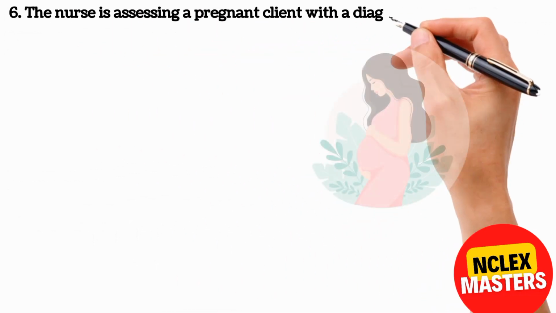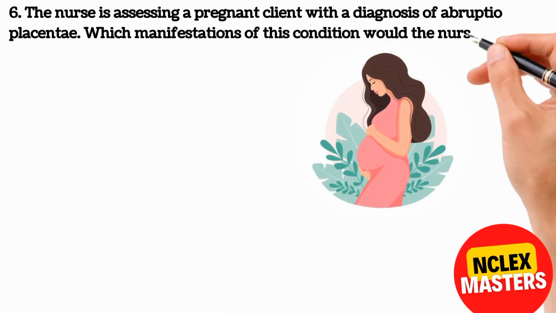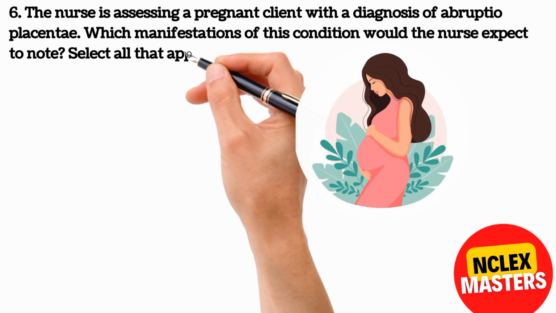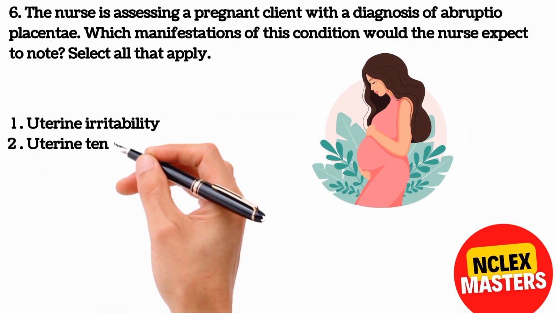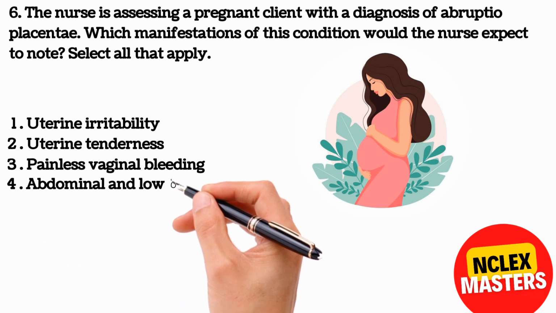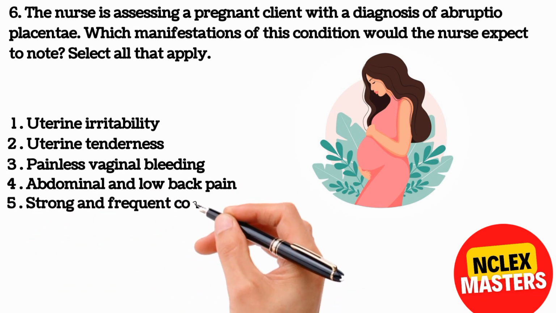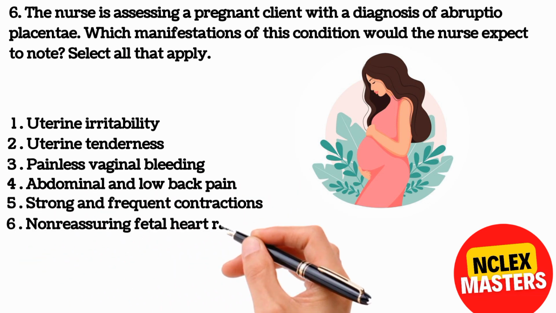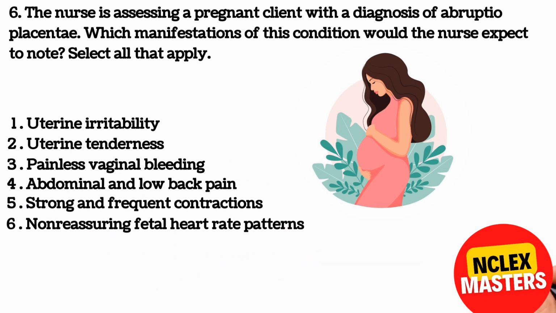Question number 6. The nurse is assessing a pregnant client with a diagnosis of abruptio placentae. Which manifestations of this condition would the nurse expect to note? Select all that apply. Uterine irritability, uterine tenderness, painless vaginal bleeding, abdominal and low back pain, strong and frequent contractions, and non-reassuring fetal heart rate patterns.